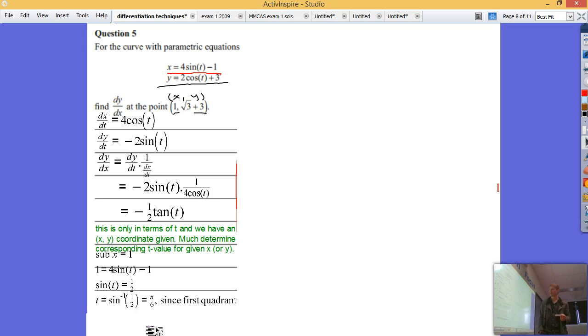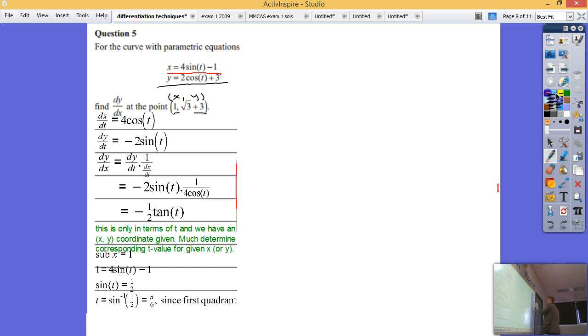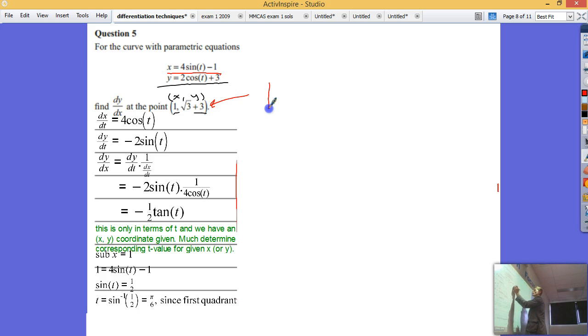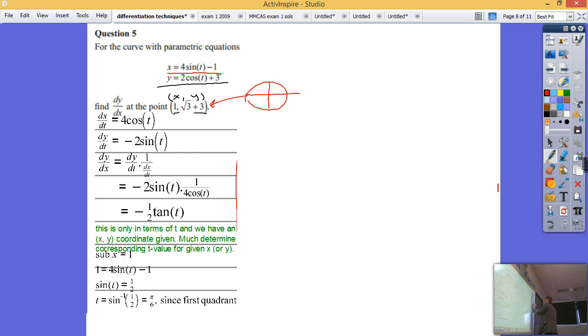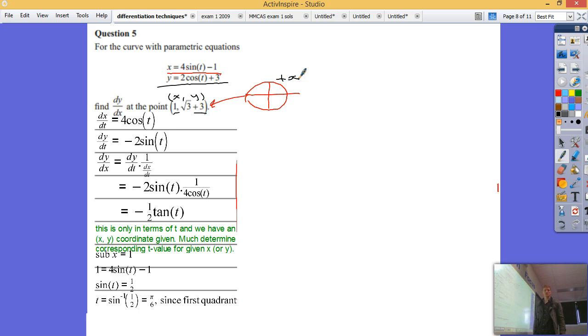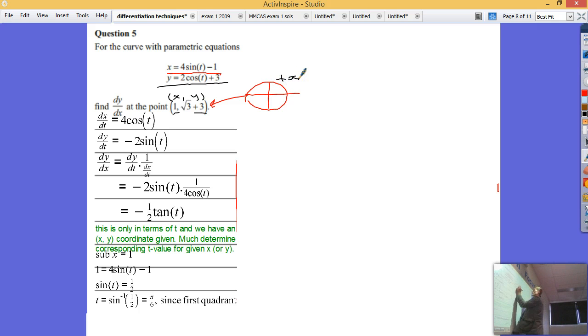Now, fortunately, this pi on 6 is a first quadrant angle only. Why should I only be considering a first quadrant angle and not another one? Well, look at the point here. If you consider it on a small unit circle, you have a positive x value. So in the first quadrant there's positive x, and you've also got a positive y value. Positive x, positive y, that only occurs in the first quadrant. So it has to be a first quadrant angle only.